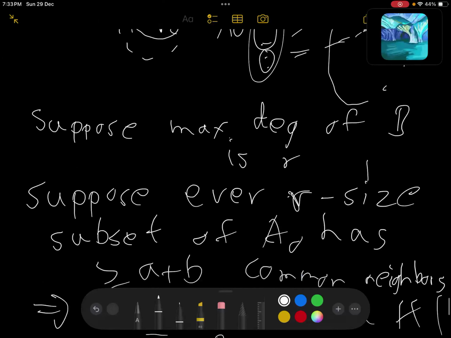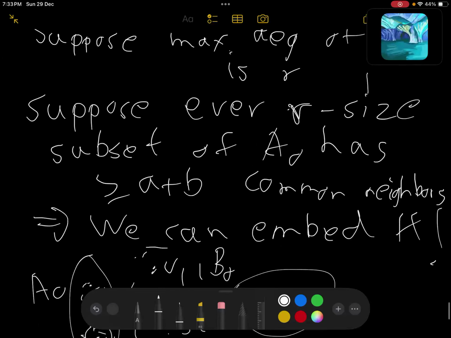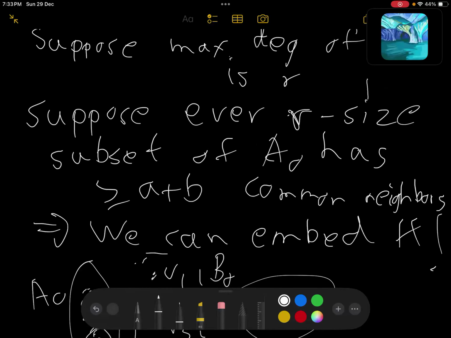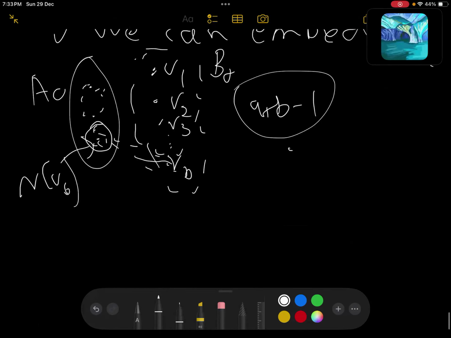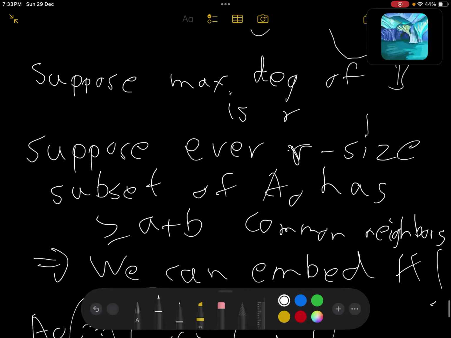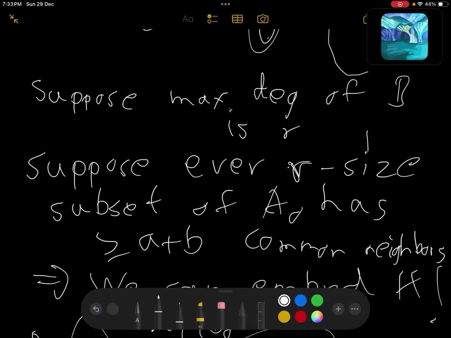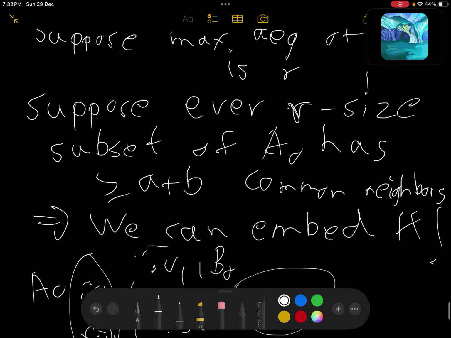Yeah, got it. Right. And that's why this bound is important. If every subset has A plus B common neighbors, that means we can always find a common neighbor that's outside of these constraints, like outside of A0, outside of V1, and so on. So that's how. If these two properties are satisfied, if the max degree of B is R, and every R size subset of A0, which has size A, has at least A plus B common neighbors, then we can embed H in this.